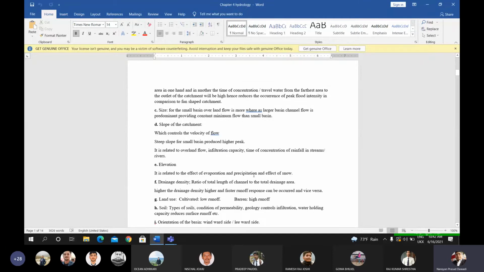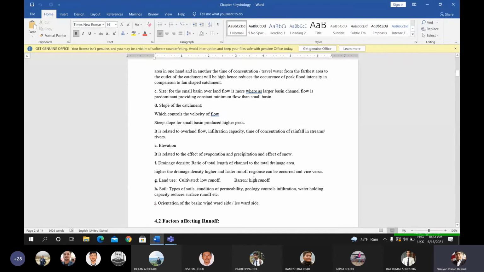Now elevation. Similarly, the elevation means the height of the catchment area. We can see that when the altitude of the area increases, then the pressure of that area will decrease. The pressure is high in the Terai area than in the mountainous region, and as the altitude increases, the temperature also decreases. Pressure decreases, temperature decreases, so that the climate will be different.